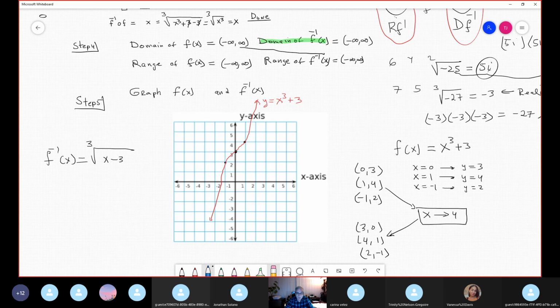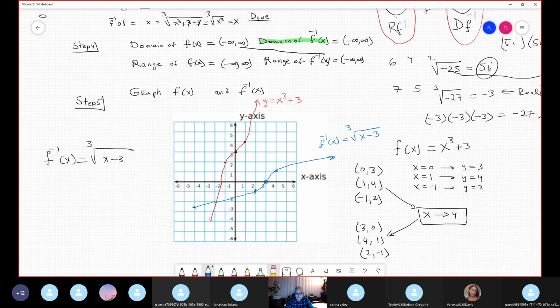Okay, I plot that. (3,0) here. Boom. (4,1) is here. Boom. And (2,-1) here. Boom. Our graph looks like that, approximately. This is the graph of the inverse function, which is cubic root of x minus 3. Do you think it's super easy? I have more in the graphic part.